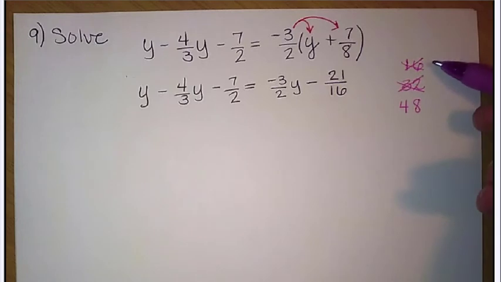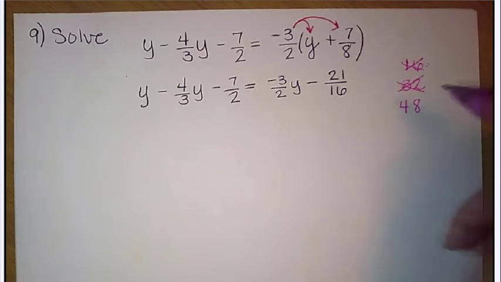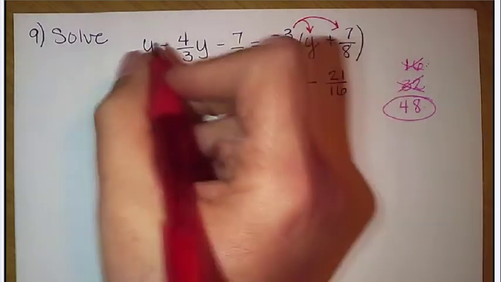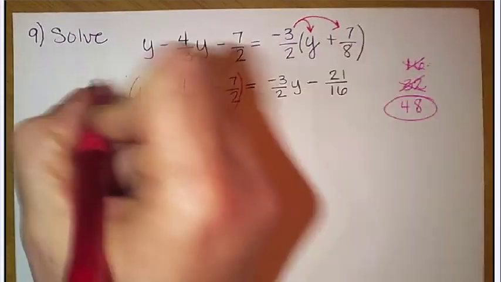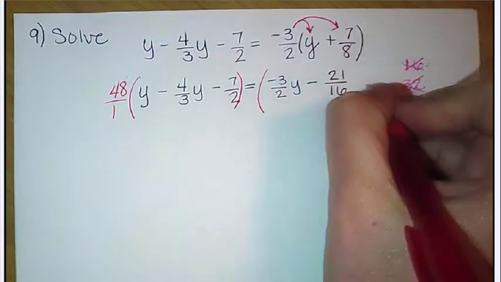And all I'm doing here, by the way, is just adding 16 to each of the previous things. 16 plus 16 is 32. 32 plus 16 is 48. Now 48 will work. 3 divides evenly into 48, 2 divides into 48, and 16 divides into 48. So that is my lowest common denominator. So I'm going to multiply everything on both sides of my equation by 48 over 1.